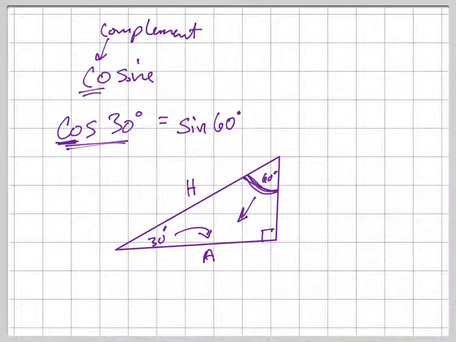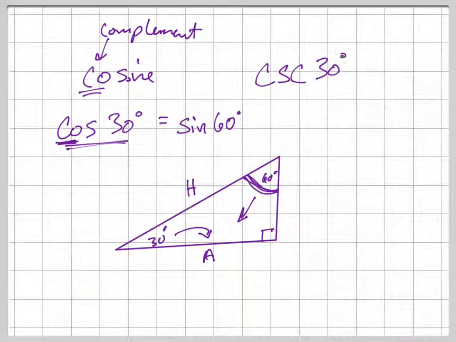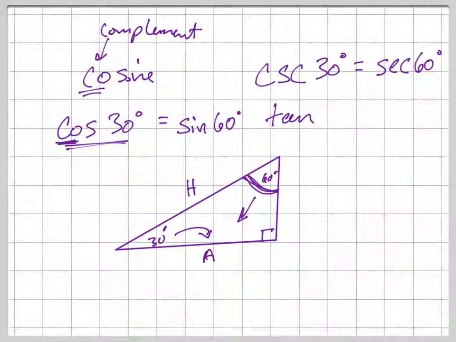That's what co stands for. The cosine of 30 is the same as the sine of 60. Same with cosecant. What do you think the cosecant of 30 is the same as? The secant of its complement, 60. And what do you think the tangent of 40 is the same as?